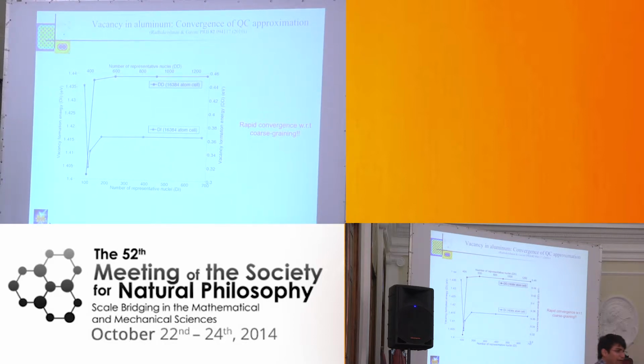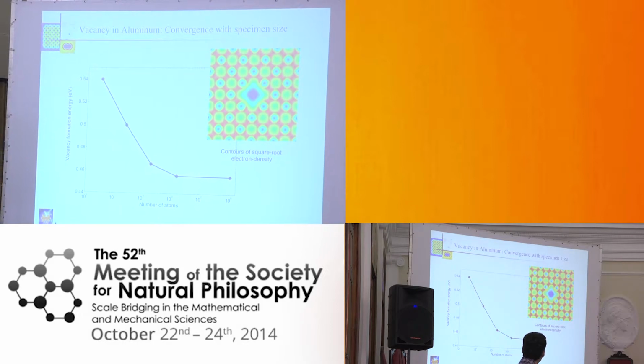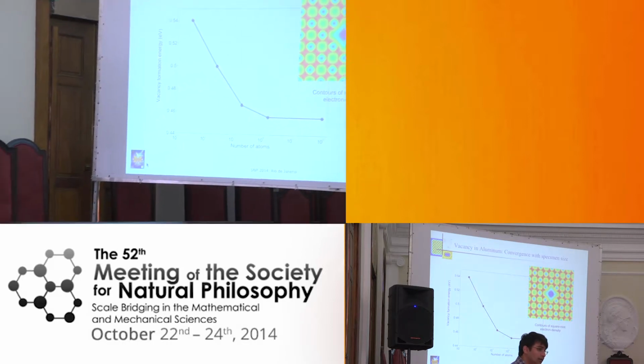But the other question is, do we actually need 1 million atoms to get the formation energy of a vacancy, right? And so what we next did was to do a cell size convergence study, where we considered increasing cell size domains and computed how the vacancy formation energy changes with the nominal number of atoms in the system.